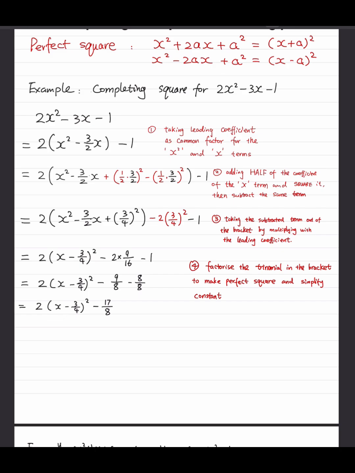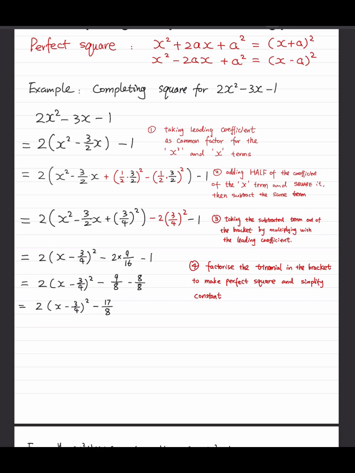Okay. The next step is to take the subtracted term outside of the bracket by multiplying with the leading coefficient. Okay. So I want only these terms to sit in the bracket. I don't want this one here. So what I can do is take this one outside of the bracket, but you can't just take it out. You have to multiply by the factor 2 because the factor 2 has been taken out first. Therefore, I'm multiplying 2 here, and then with 3/4, since I'm using half times the 3 over 2 here.